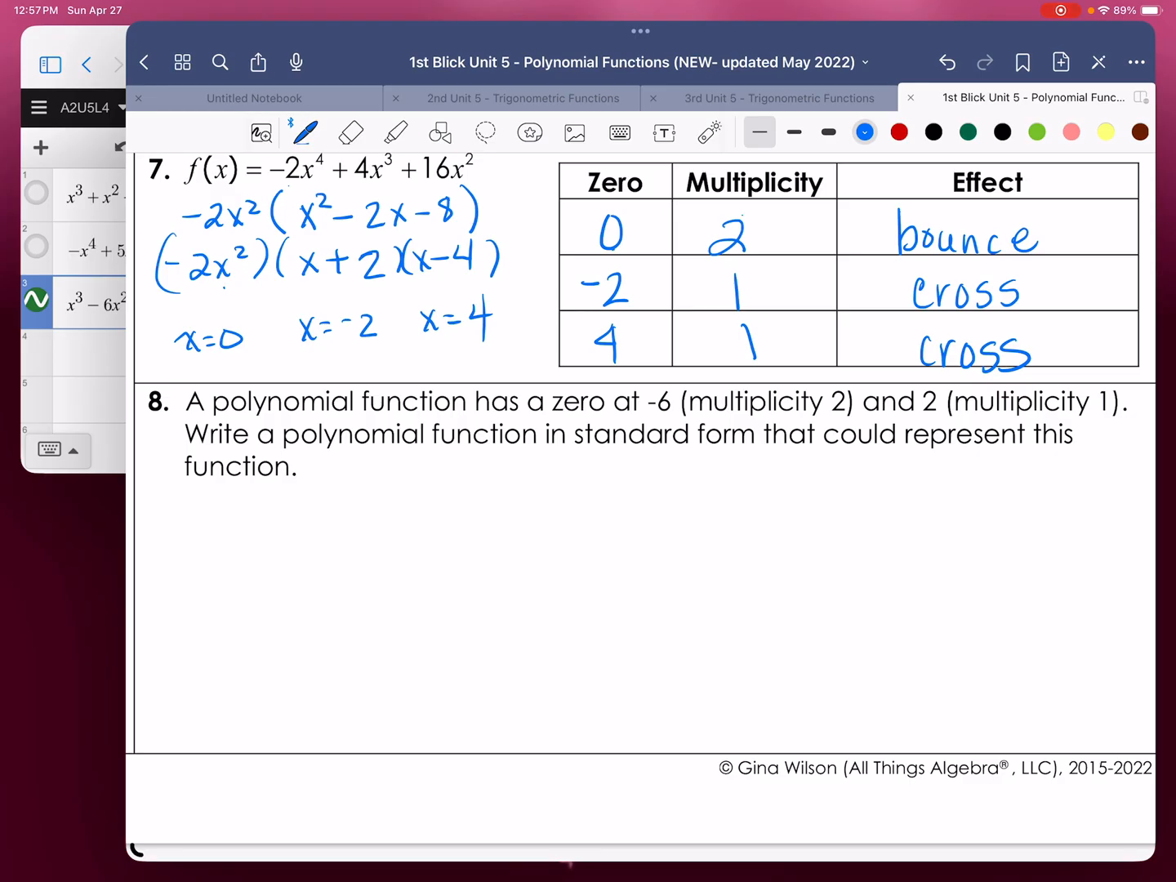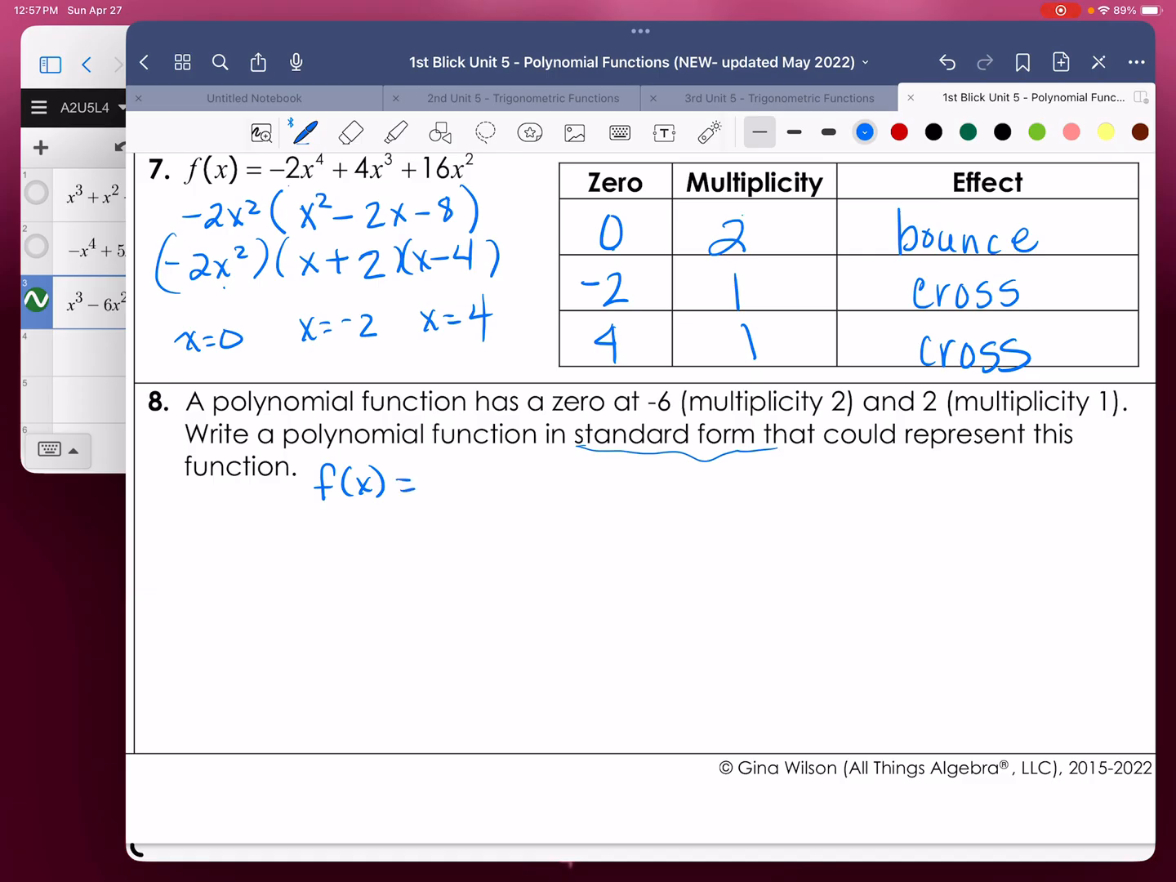Okay, let's look at number 8 now. It says a polynomial function has a 0 at negative 6 with multiplicity of 2 and 2 with multiplicity of 1. Write a polynomial function in standard form that could represent this function. So there are probably multiple answers. The easiest way to go is just start with f of x equals.